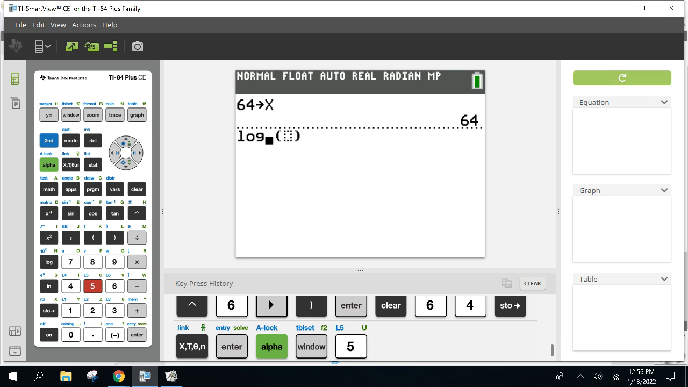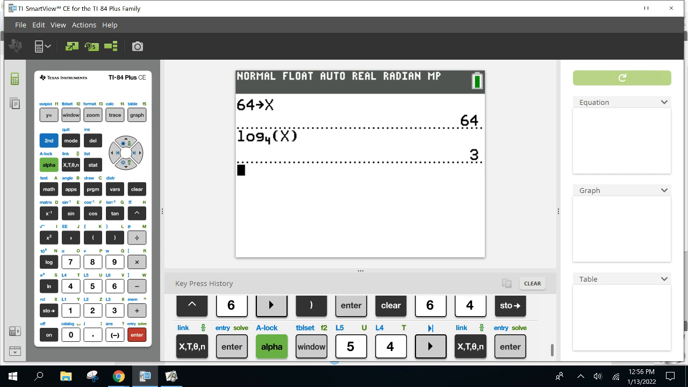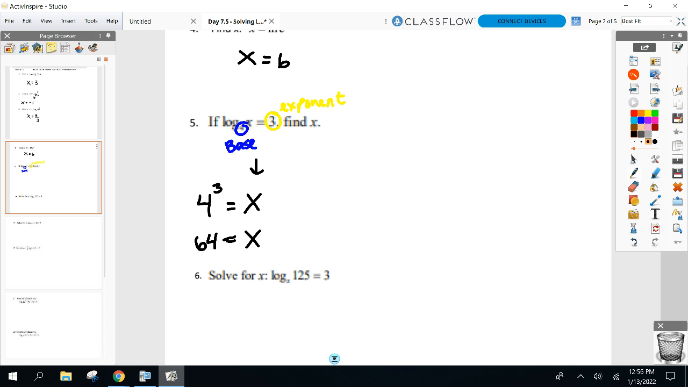So alpha window, log, what am I putting in for my base here? 4. What am I putting in here? X, crossing my fingers that when I hit enter, it equals perfect. It does. So that is my answer. You will have a couple rejections here on the log equations. Any questions so far?